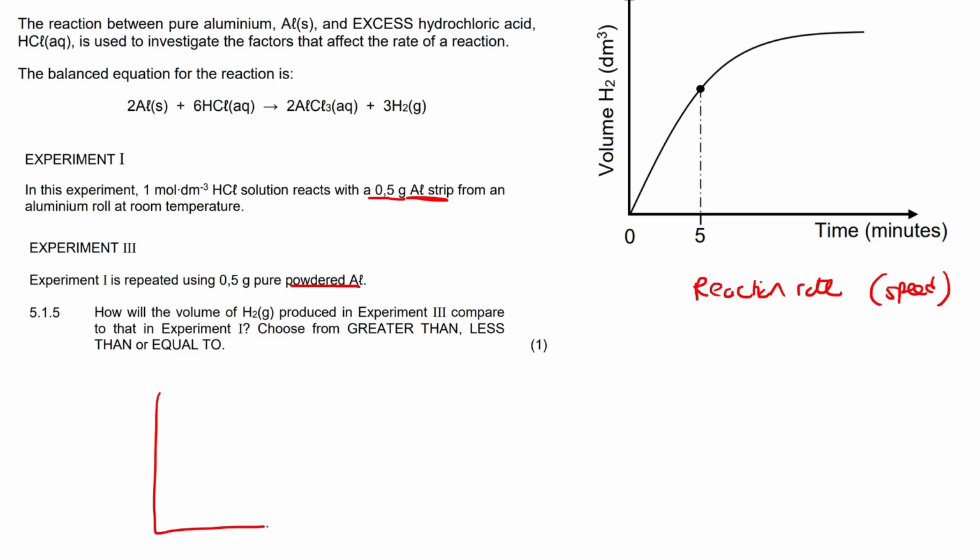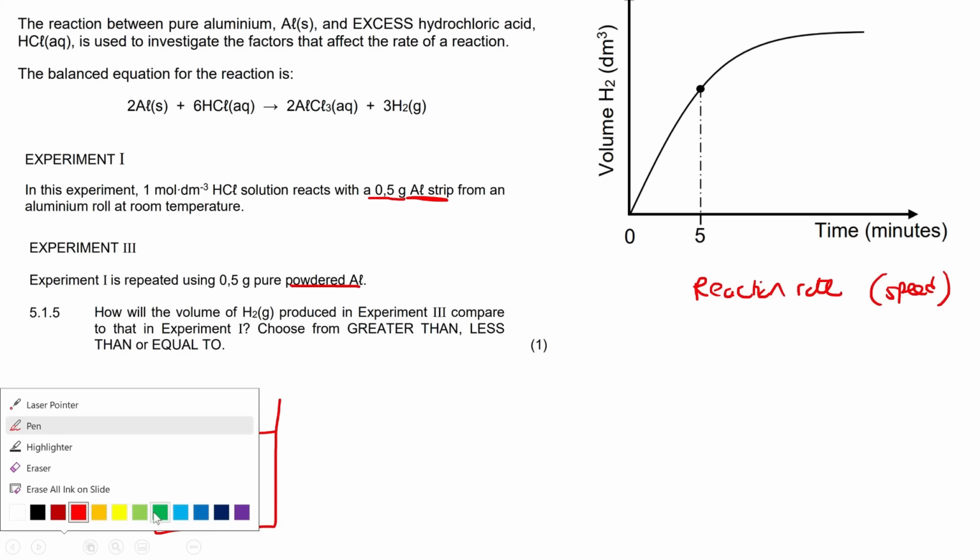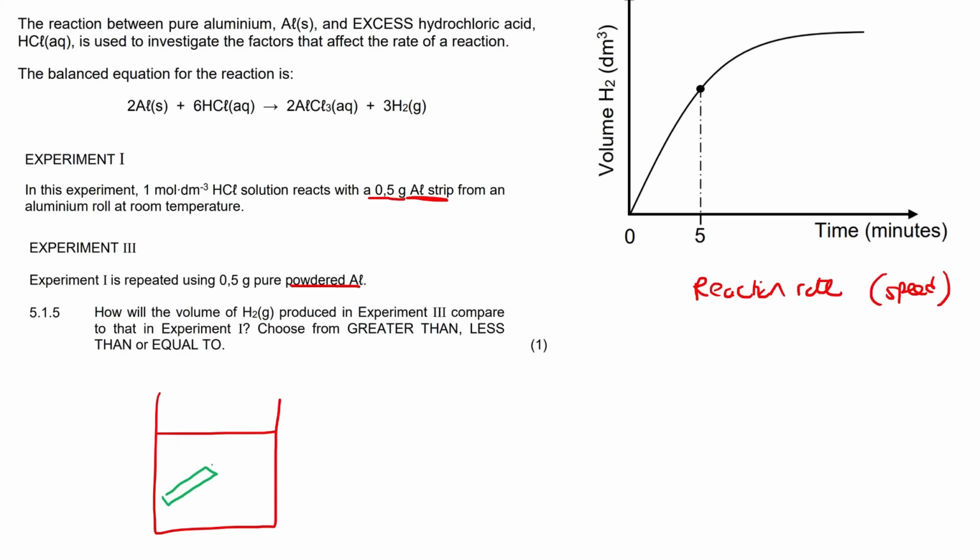If you have a container that has an aluminium strip, like we had in experiment 1, and you've got some HCl, okay?